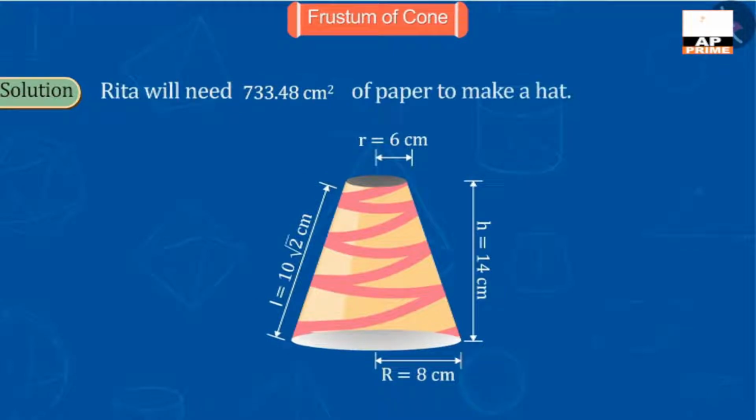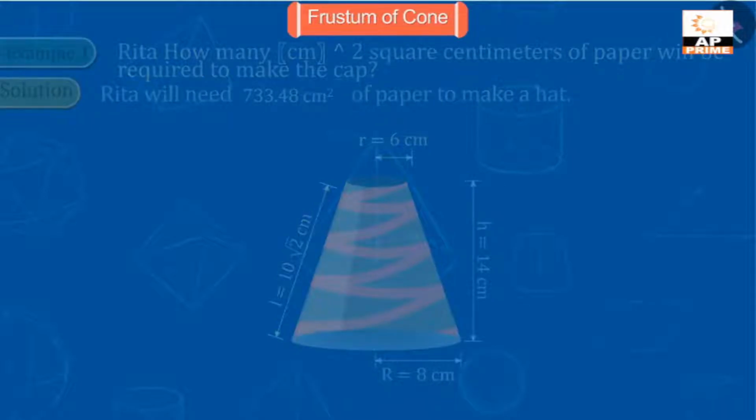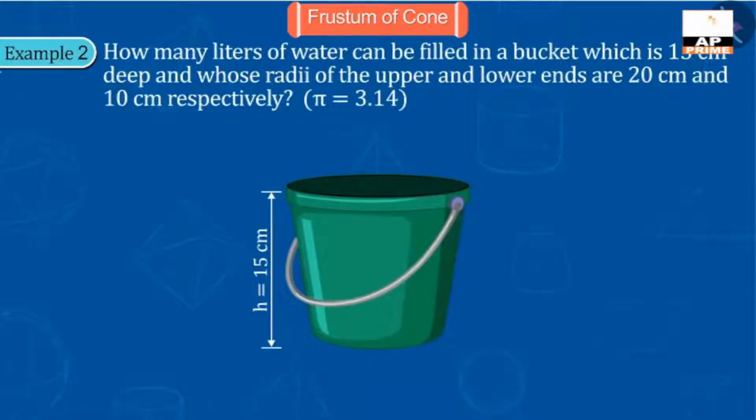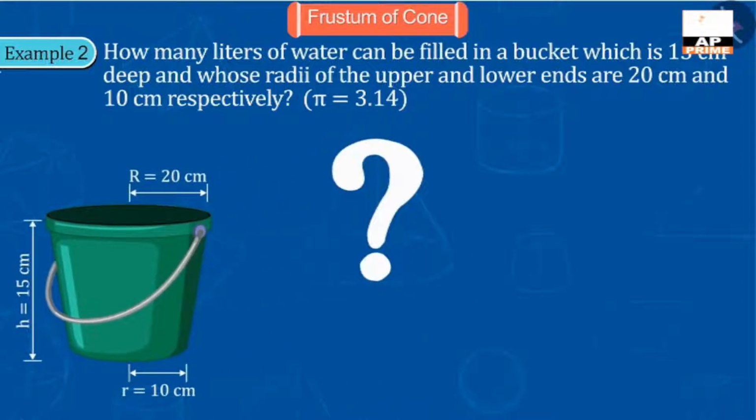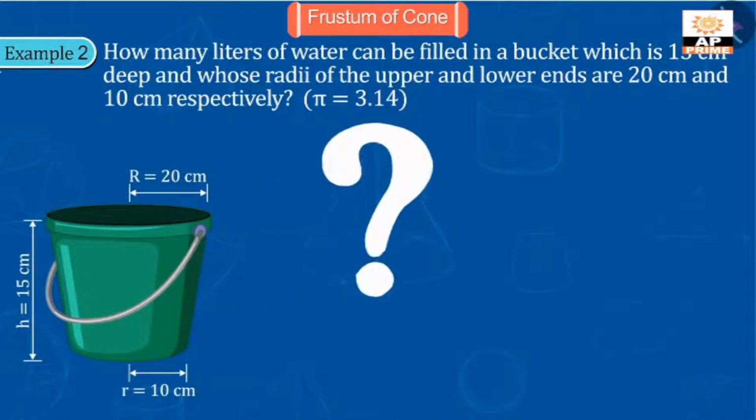Let's see another example. A bucket is 15 centimeters deep, and the radius of the upper and the lower portion of which is 20 centimeters and 10 centimeters respectively. How much water will it hold? From the question, we know that the radius of the top of the bucket is 20 centimeters and that of the bottom is 10 centimeters, with the depth 15 centimeters. Also in this question, the value of pi is given as 3.14.